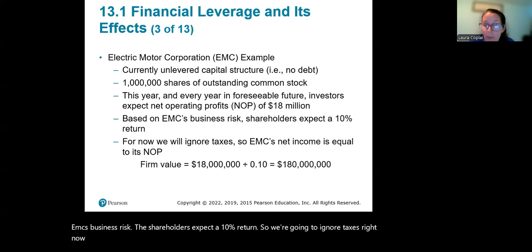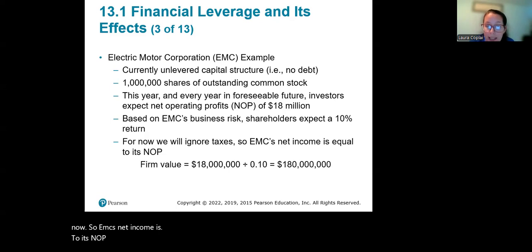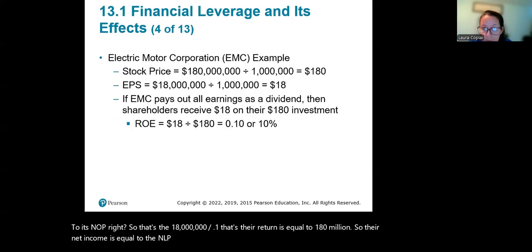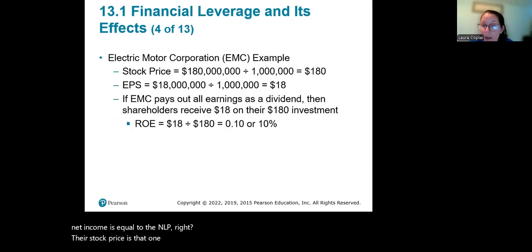So EMC's net income is equal to its NOP, right? So that's the 18 million divided by 0.1. That's the return, is equal to 180 million. So their net income is equal to the NOP, right? Their stock price is that 180 million divided by a million, right? They have a million outstanding. So that's $180 for their stock price.